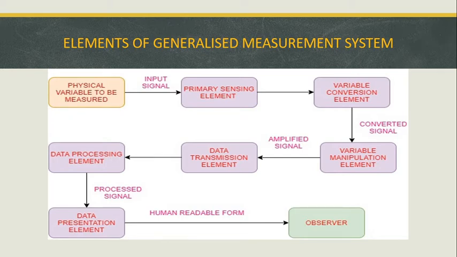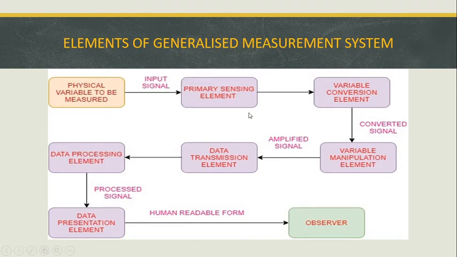Here the first one is physical variable to be measured. Physical variable to be measured is nothing but the element for which we are going to find the measurement. This element which we are going to measure gives the input signal to the primary sensing element.